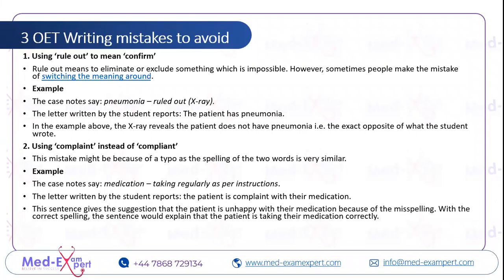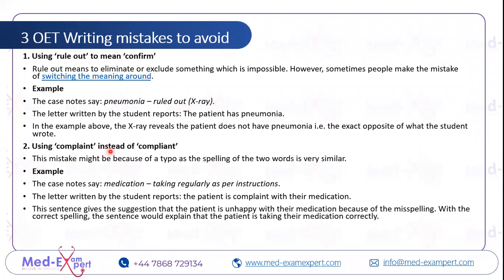Next, there are three major mistakes which are quite common in the OET writing part. First of all is using rule out to mean confirm. The word rule out means to eliminate something or to exclude something which is impossible. So the case notes say that pneumonia was ruled out. That means the person does not have pneumonia. So you have to be very careful with these small sentences.